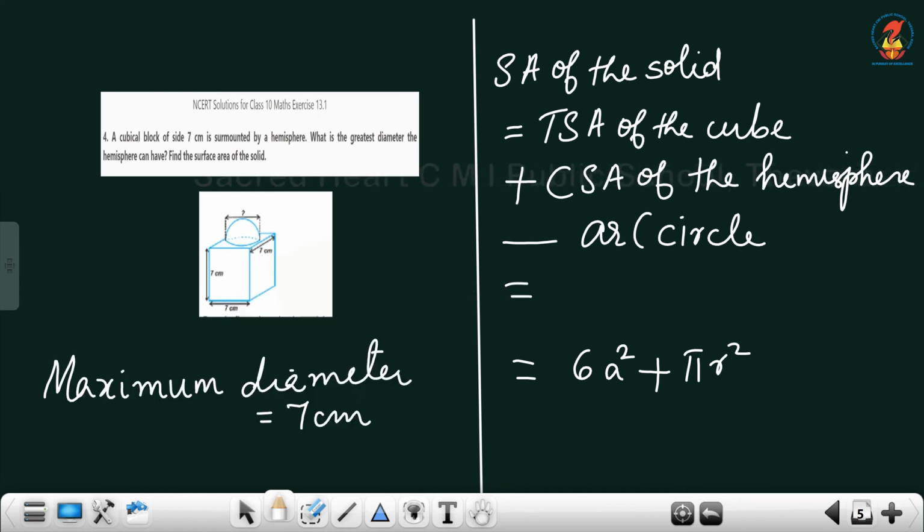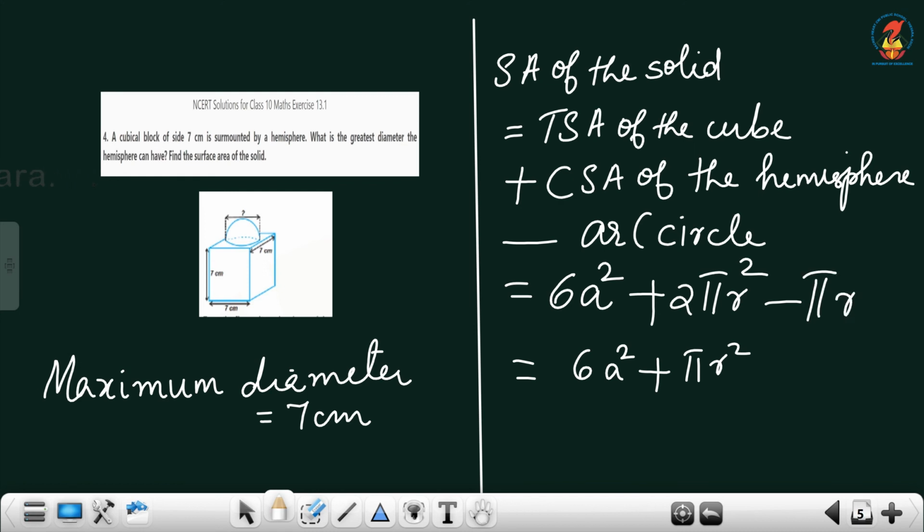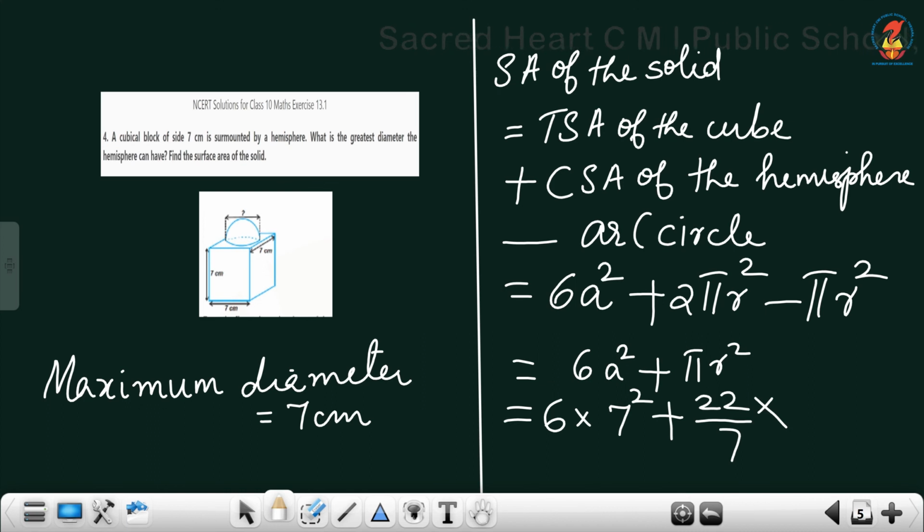What is the TSA of the cube? 6a square. What is the CSA of the hemisphere? 2 pi r square. Then the area of the circle is pi r square. So it is equal to 6a square plus pi r square, where a is 7: 6 into 7 square plus 22 by 7 into the radius squared. The diameter is given as 7, so the radius is 7 by 2.